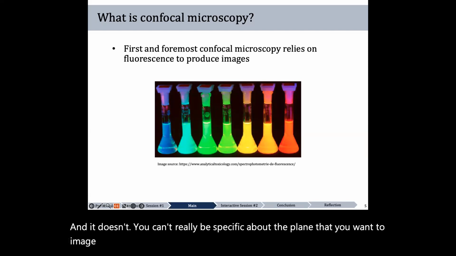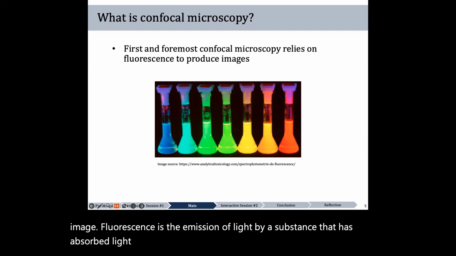Fluorescence is the emission of light by a substance that has absorbed light or other electromagnetic radiation. So it's a form of luminescence.